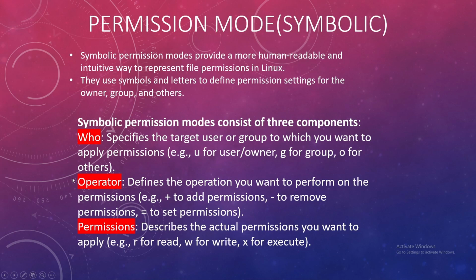The second component is operator. It basically defines the operation you want to perform on the permissions. The plus basically means to add permissions, the minus basically means removing permissions, and the equals sign basically means setting permissions. The third one is permissions, and this describes the actual permissions you want to apply. R, as we saw in the earlier slide, is for read, W is for write and X is for execution or execute.